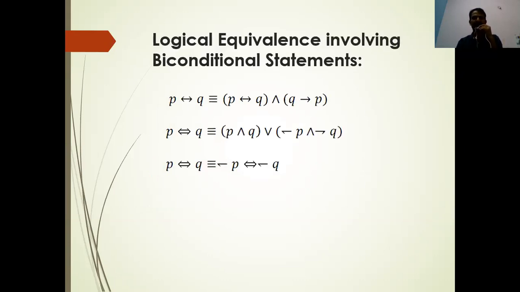Biconditional statements are very, very important. P bi-implies Q is equal to (P implies Q) and (Q implies P). All these biconditional statements we use in further videos also. P bi-implies Q is equal to (P and Q) or (negation of P and negation of Q). P bi-implies Q is equivalent to negation of P bi-implies negation of Q. For conditional and biconditional statements, to check whether they are logically equivalent or not, use the truth tables.